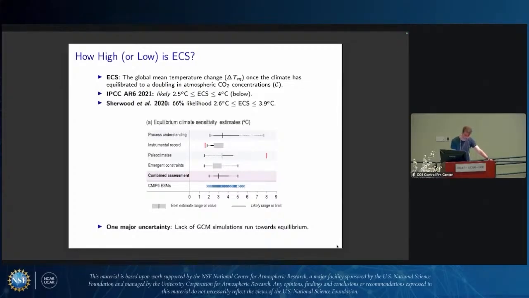And obviously, there's a very big spread in ECS within CMIP6 models, with the lower end being about 1.8 degrees C, and some models with a very high ECS around 5.5 to almost 6 degrees C. So there are a lot of reasons for this spread, but one of the major uncertainties is that these are based on estimates of ECS, and overall, we really have a lack of simulations which are actually run to equilibrium.